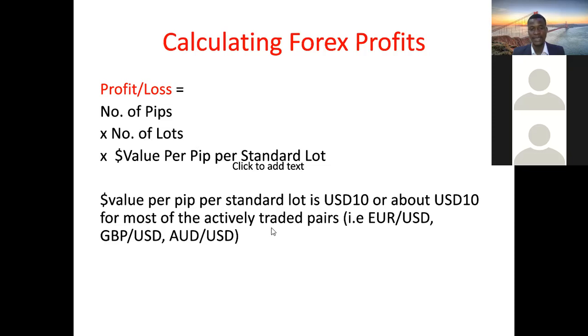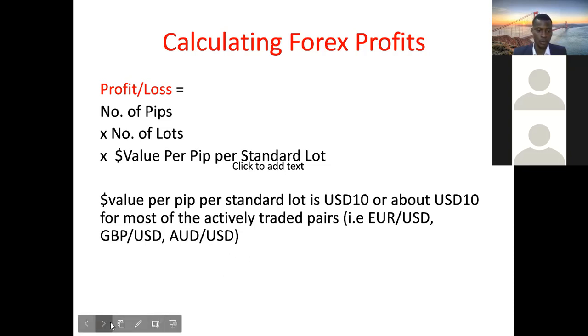Okay, for most of the actively traded pairs, for example, Euro USD, Great Britain USD, Australian USD, a standard lot size value is $10. We have some that are $8 or $9.5, but this is for this.